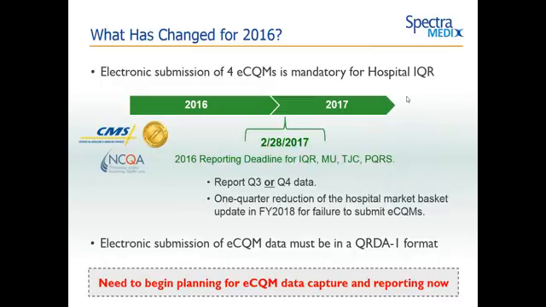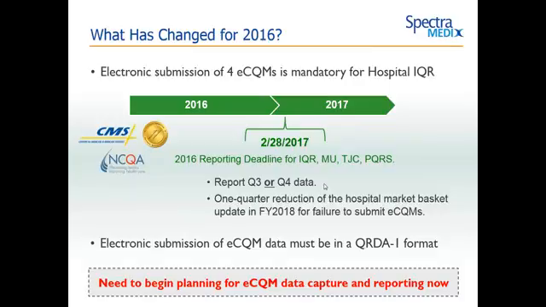So what has changed for 2016? Why is it important? I think the biggest driver has been that IQR, Hospital Inpatient Quality Reporting, has become mandatory for 2016 reporting. And all the programs have been aligned, and those would be IQR, Meaningful Use, the Joint Commission, and PQRS. The reporting deadline is 2/28/2017. That's about 11 months away. And you need to report for either Q3 or Q4 data for IQR, Meaningful Use, and Joint Commission as well. For PQRS, you'll need to report for the whole year.